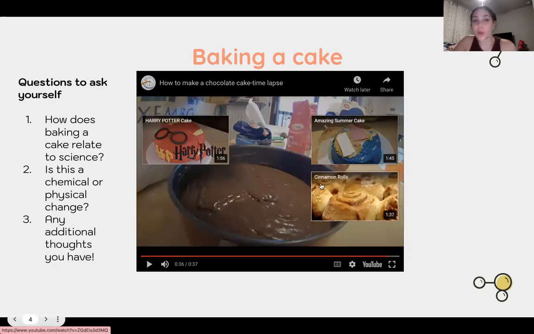So right now you're probably wondering, why are you showing a video of baking a cake in science? Or are we talking about chemical and physical changes or any other thoughts you have? But honestly, baking a cake is just like chemical formulas. You have to mix a bunch of ingredients together to make a final product.